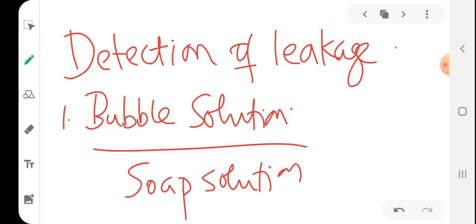So if there is refrigerant escaping through those suspected points, it will produce bubbles at the leak sites. If soap solution is applied, it will produce bubbles. So by identifying this bubble formation, we can conclude that there is a leakage. So that is a method of detection of leakage, but it won't be that effective if the leakage is very small.